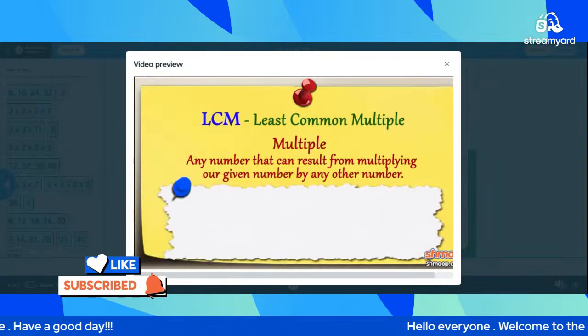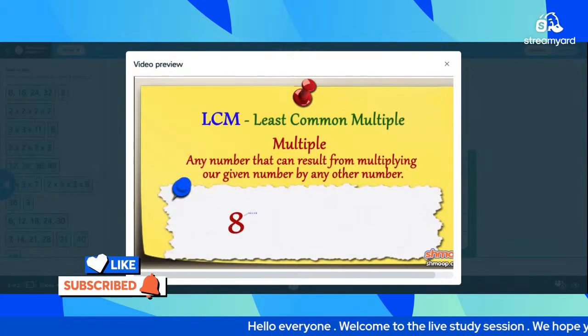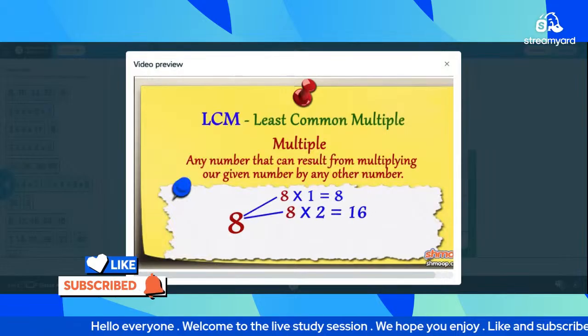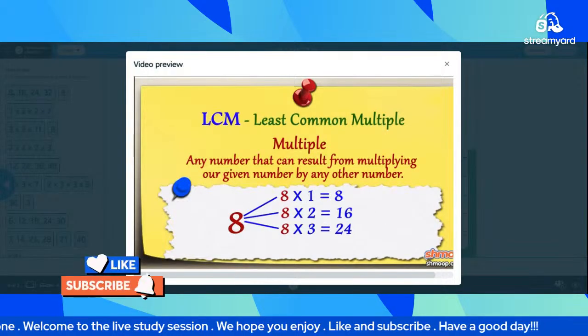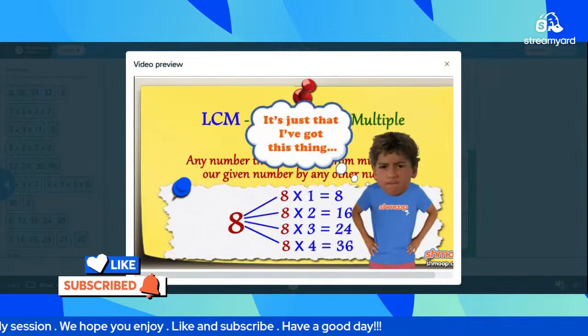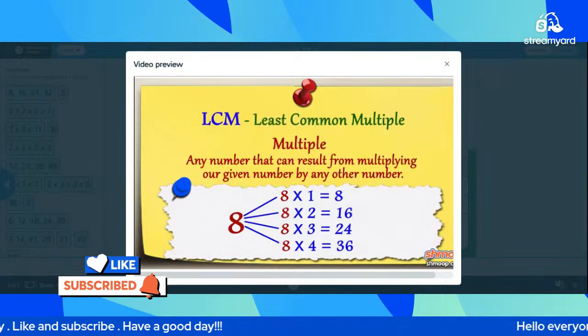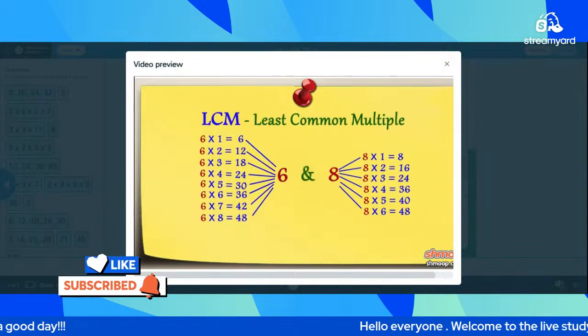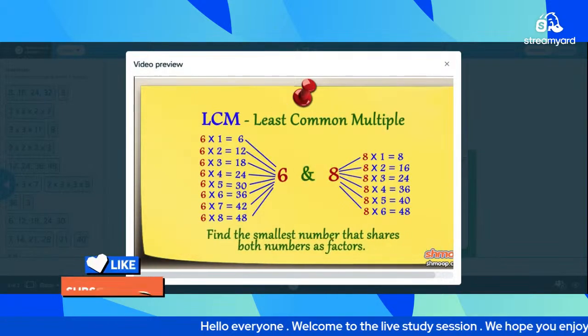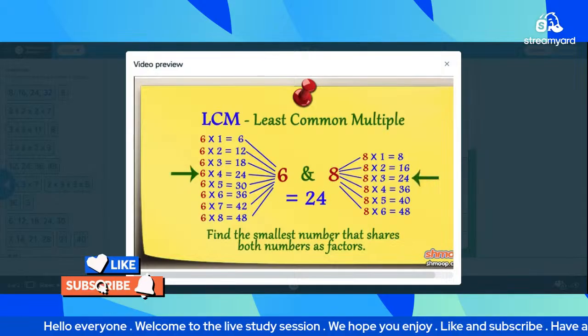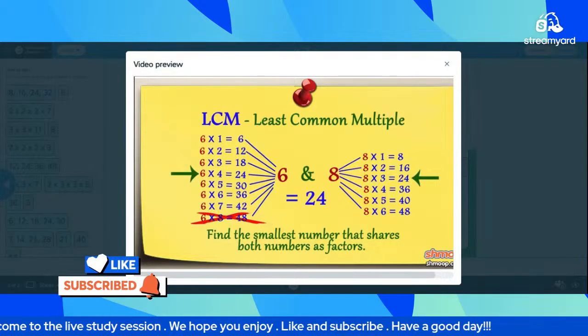If you want to find the multiples of 8, you can multiply 8 by 1 to get 8, by 2 to get 16, and by 3 to get 24. We can keep going, but we can see you're in a hurry. If you want to find the least common multiple of 6 and 8, you need to find the smallest number that shares both numbers as factors. As you can see, it's unfortunately not as easy as merely multiplying the numbers together.